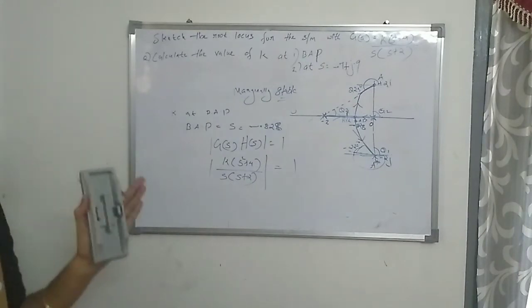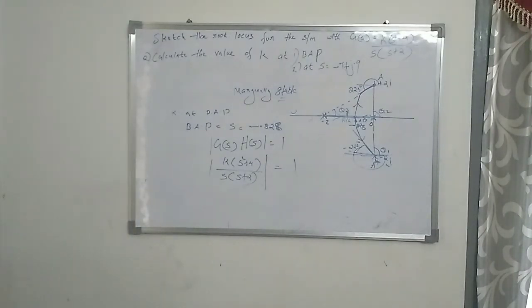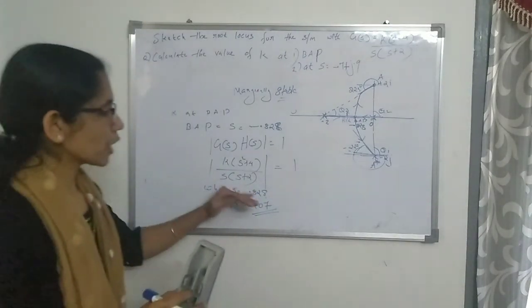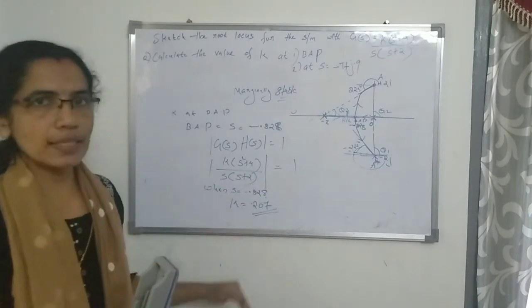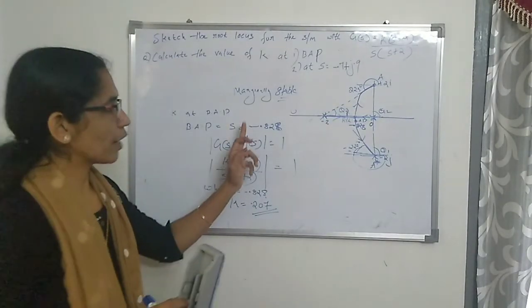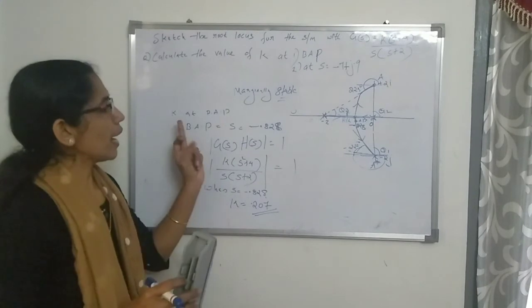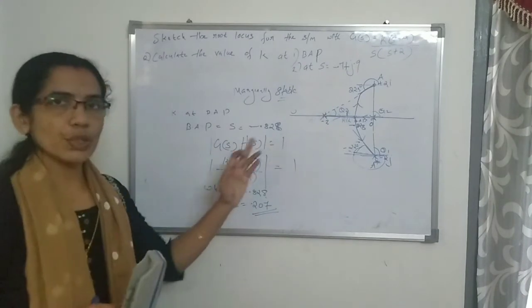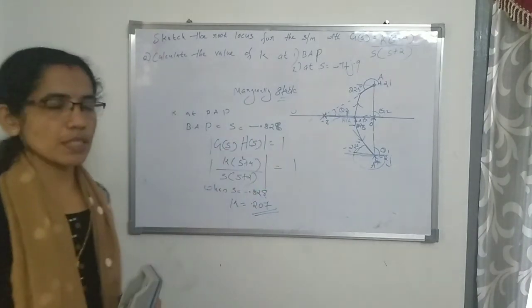Okay, substitute the value of s. We need to find the value of k at the breakaway point, that is s equal to minus 0.828. Substitute s equal to minus 0.828. When s is equal to minus 0.828, k is 0.207, and k is positive, therefore in this case the system is stable. For this value of k the system is stable. Okay, and for finding k for any value of s, substitute s equal to that value in the magnitude criteria, modulus of G of s into H of s is equal to 1.